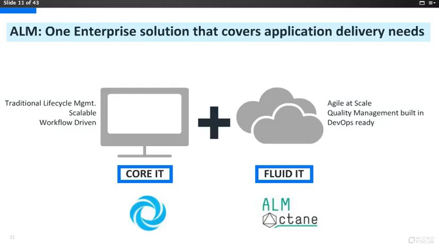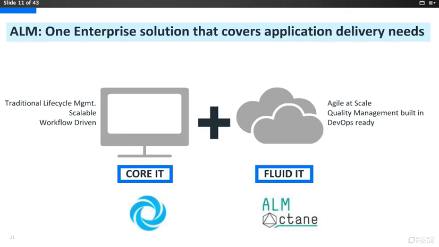This is a point that I don't want to belabor, but it's again very important. In enterprise application delivery projects, you have components where you can start off with agile at the team level. It could be agile at scale. You need quality management to be built in, and you're looking at CI/CD, which is continuous integration and continuous deployment, as the direction in terms of just the delivery for those applications. A category called Fluid IT, we look at ALM Octane as the product or the platform that is going to enable you to do that.